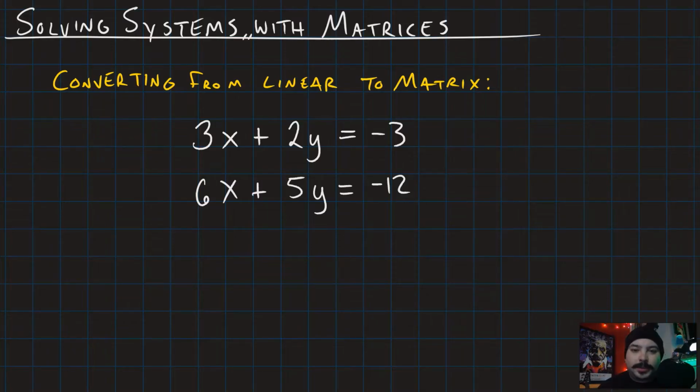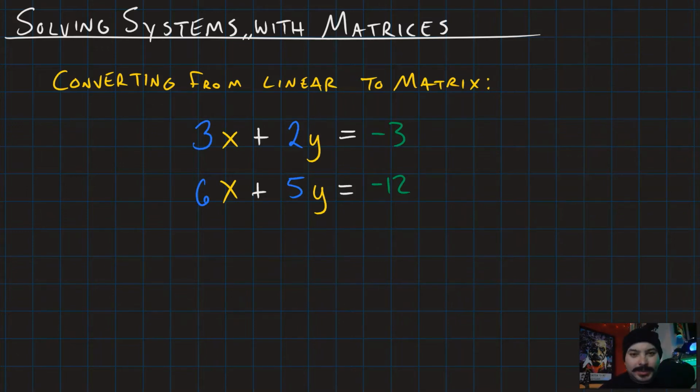In order to solve a system of linear equations using matrices, first we have to learn how to convert a system of equations into a matrix equation. The first thing that you need to pay attention to are the different parts of our system, namely the coefficients, the variables, and the constants. Each of these separate pieces is going to form its own matrix.